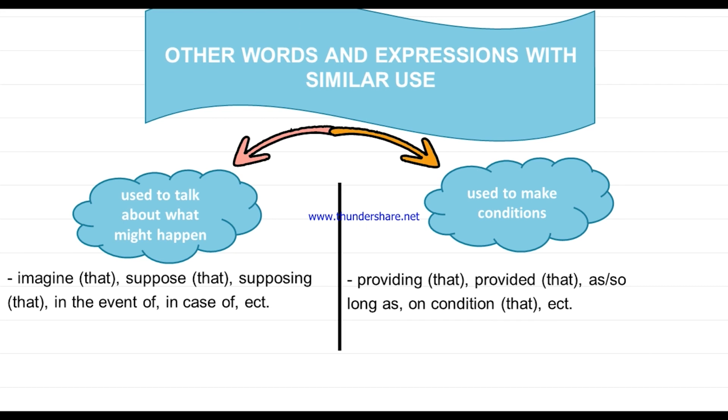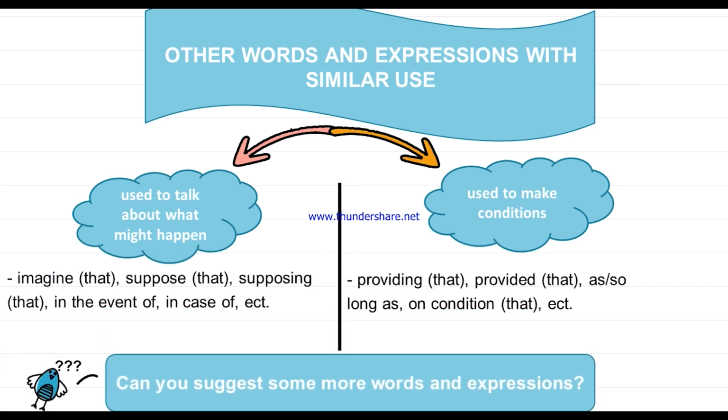And instead of if, we have other words and expressions with similar uses. And it is divided into two main categories. The first category is used to talk about what might happen, and the second category is used to make conditions. The example of each category is shown on the screen right now. You can see it. And so I want to ask you a question. Can you suggest some more words and expressions?